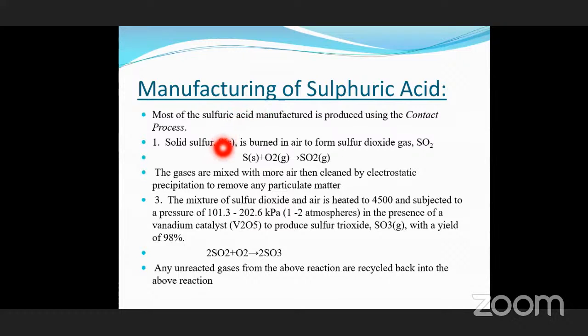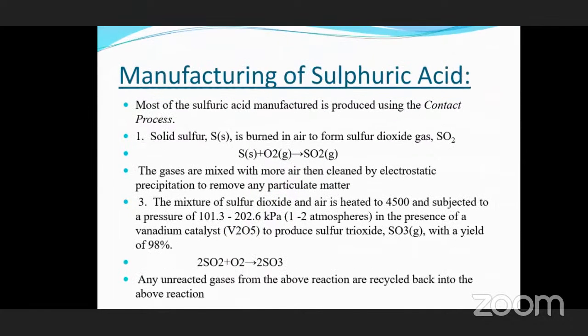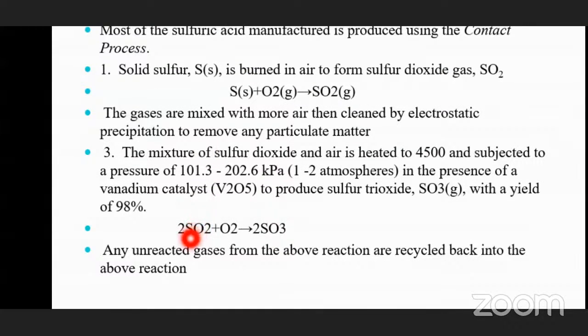In this contact process, you have to prepare the sulfuric acid, that is H2SO4. In this process, first the sulfur is reacted with the oxygen molecule, which gives rise to sulfur dioxide. Then in the second step, after formation of the sulfur dioxide, the sulfur dioxide is again reacted with an amount of oxygen molecule, which gives rise to sulfur trioxide.